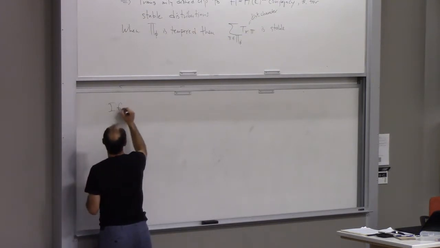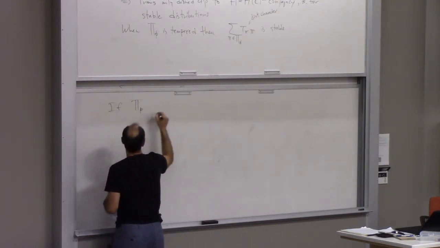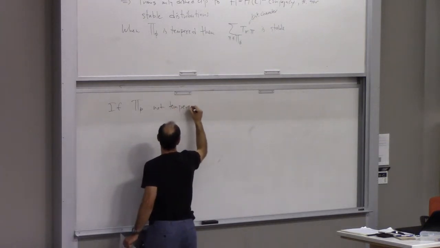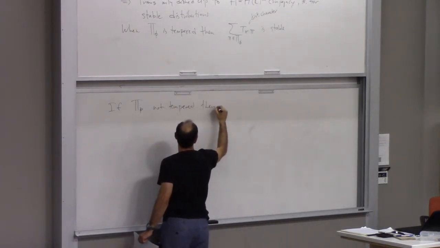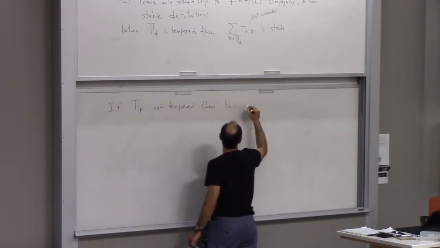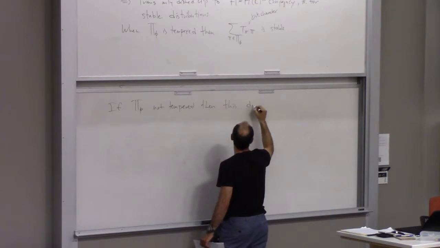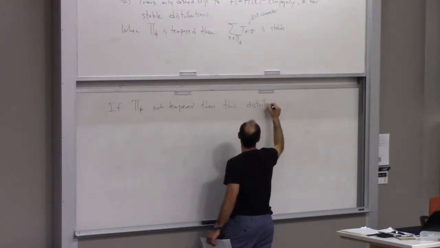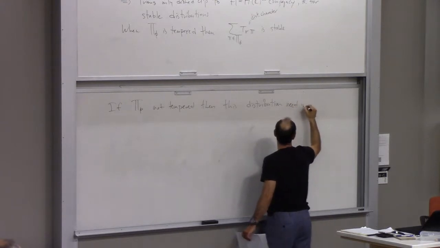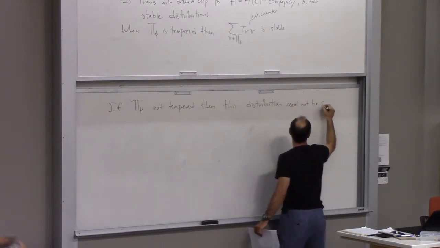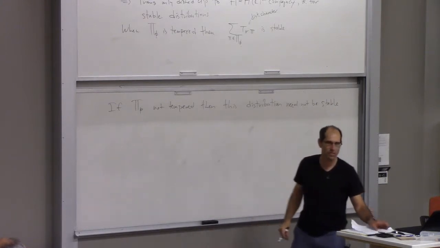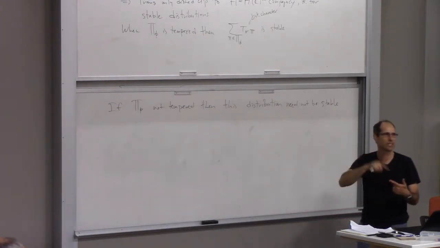If pi is not tempered, then this distribution need not be stable. Okay, so in that case, we can't get this endoscopic transfer.